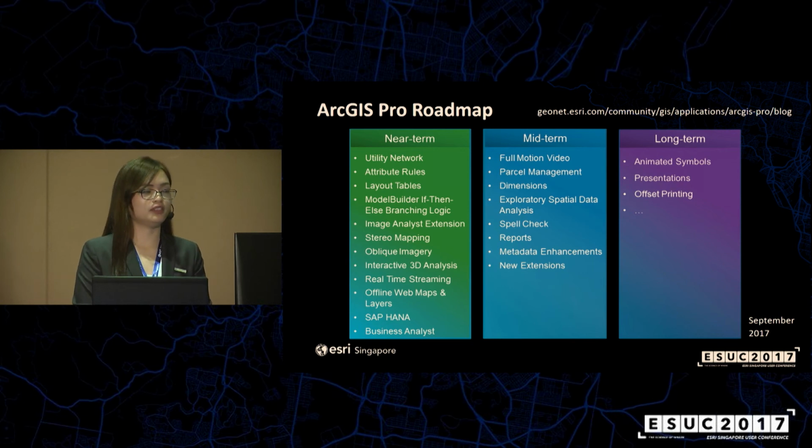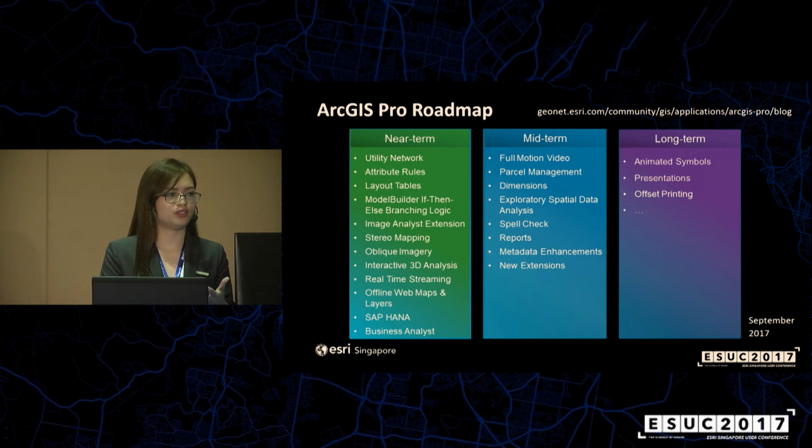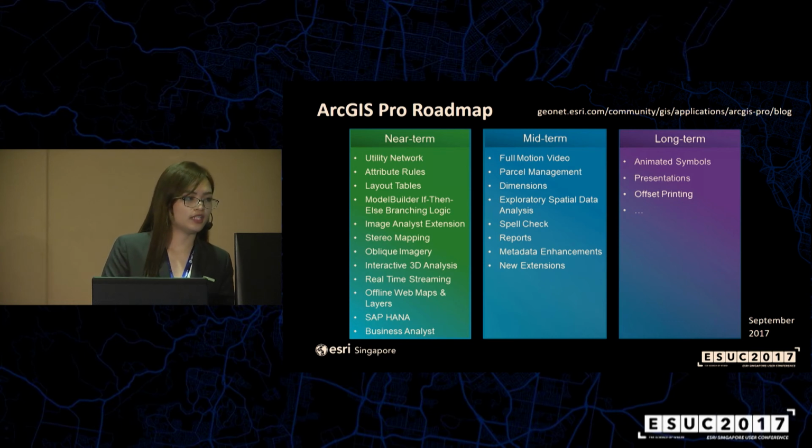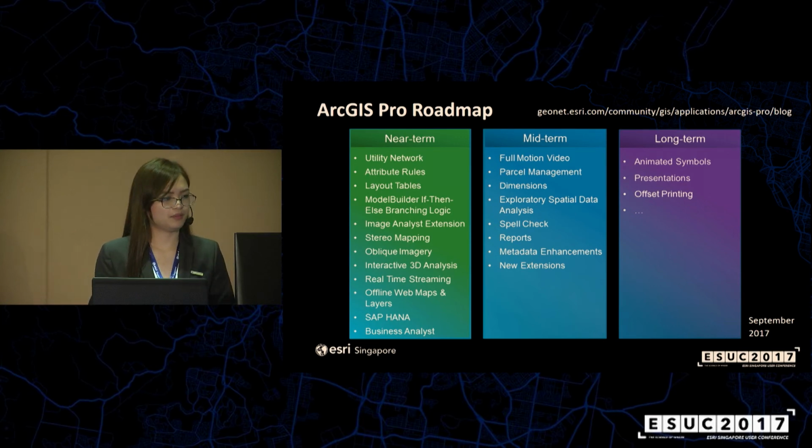So for near-term plans, you would have utility network, attribute rules, layout tables, wherein you can share tabular data and graphic layouts. Then you would have ModelBuilder, so if-then-else conditioning, Image Analyst as an extension, stereographic mapping, oblique imagery, and you can read on the roadmap. And most importantly, the integration of SAP HANA as the geodatabase support, which has been requested also through ideas.arcgis.com.